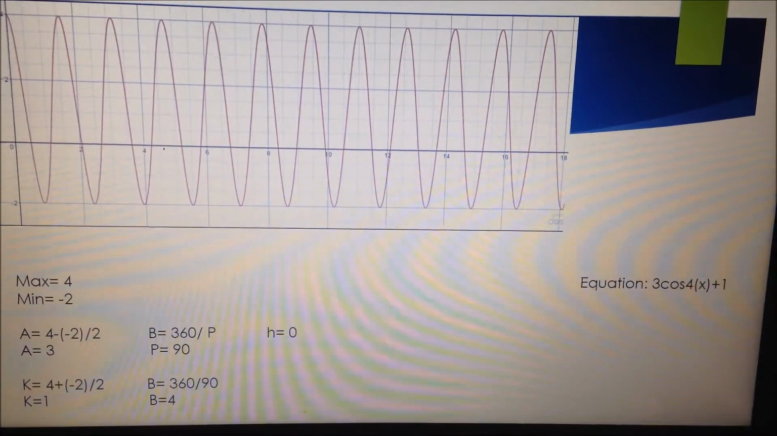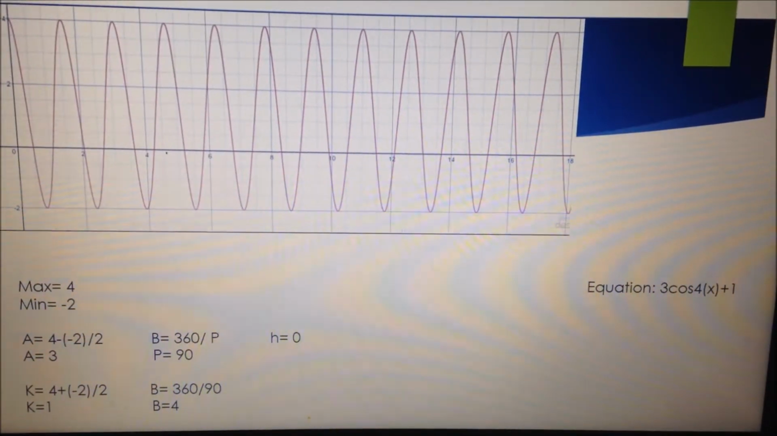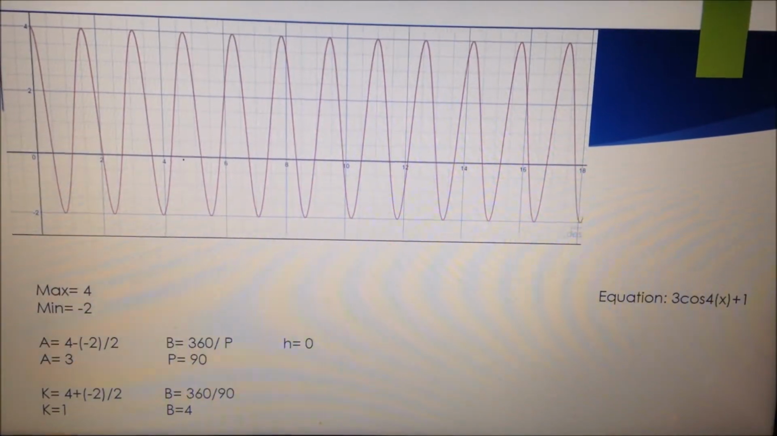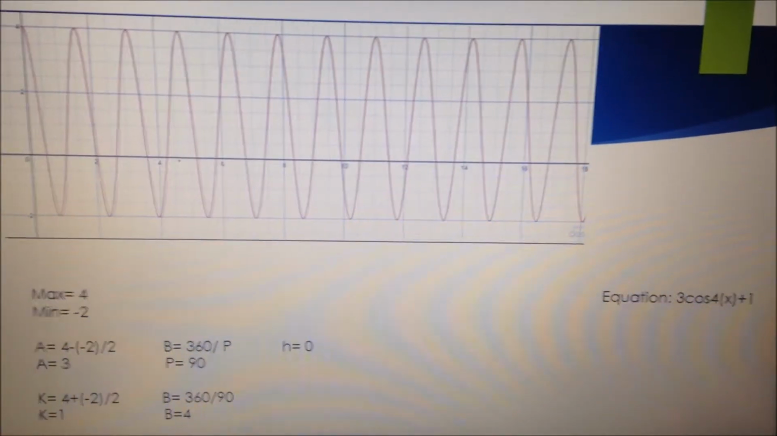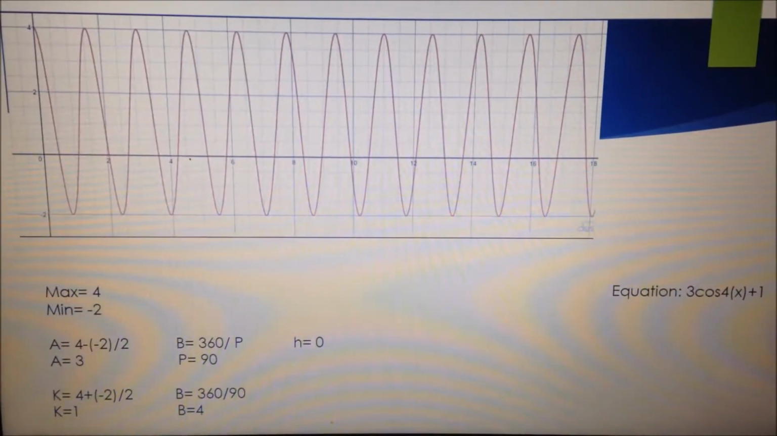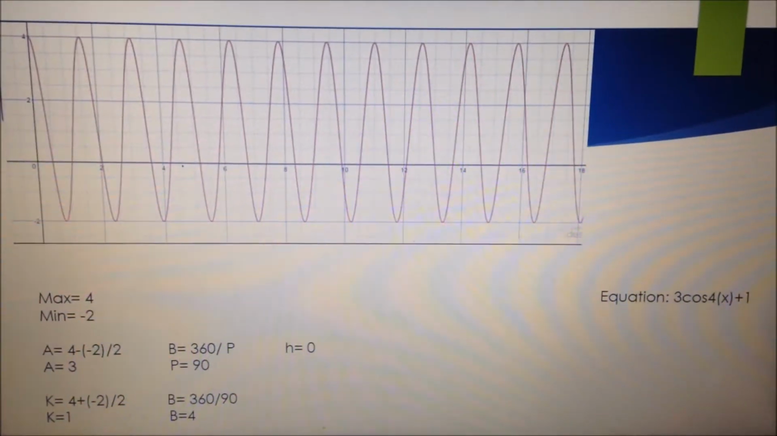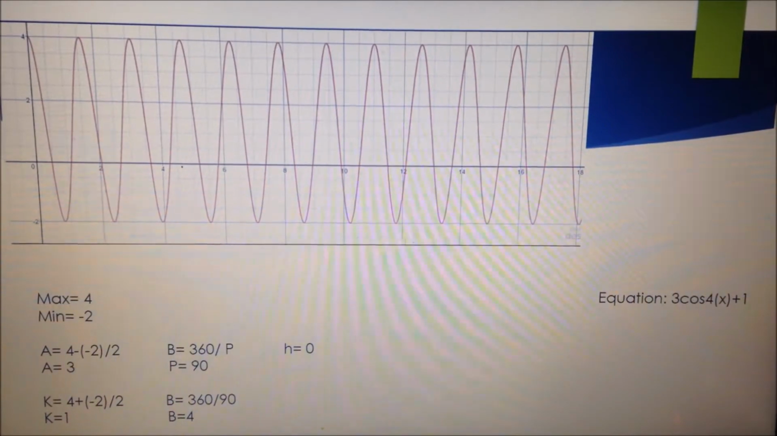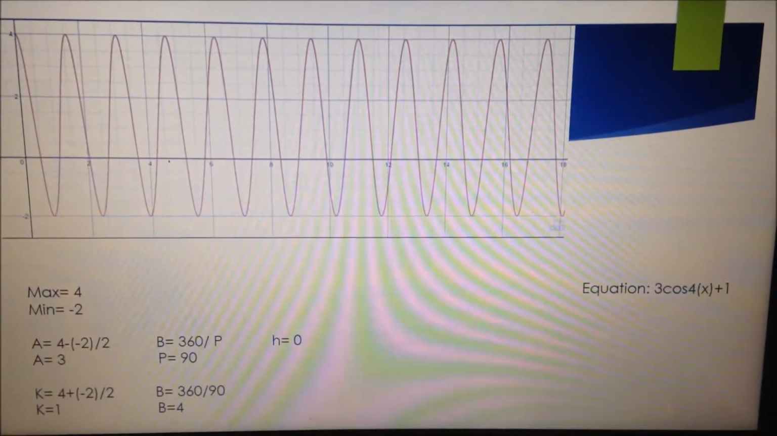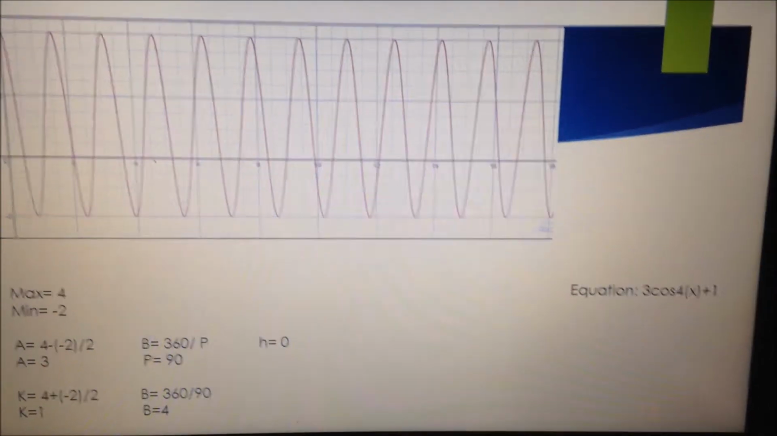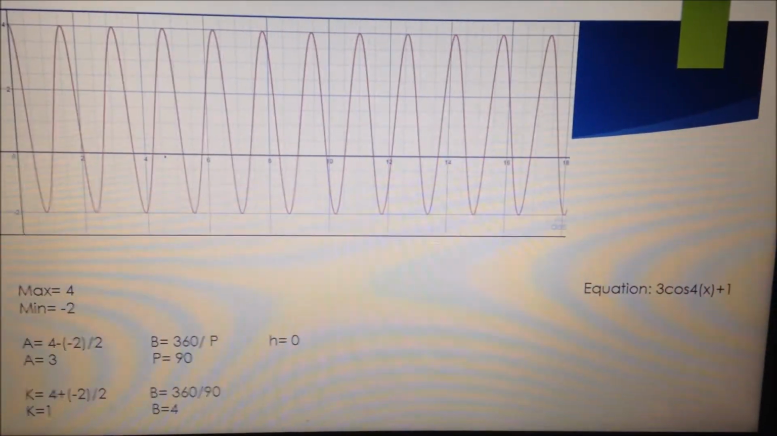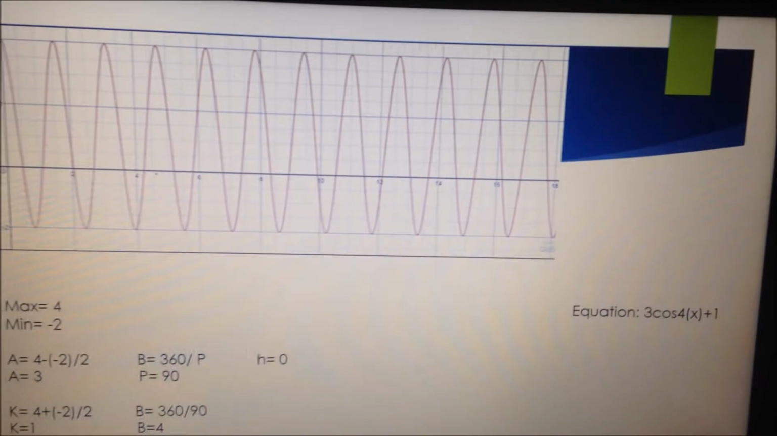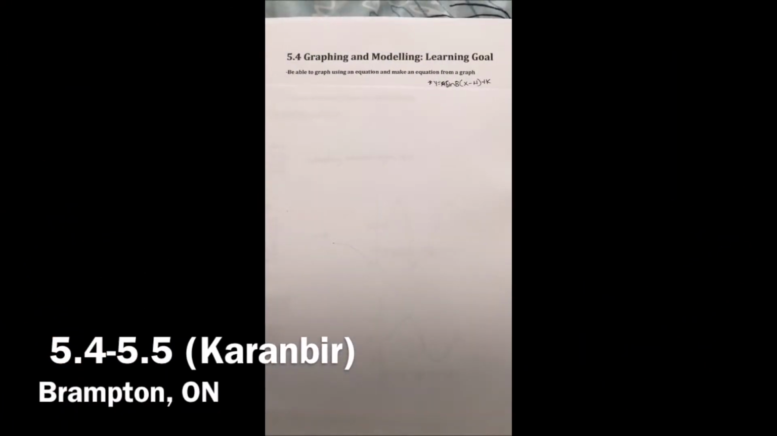We know that b value is 360 divided by the period, and if we look at our graph, we can tell that the period is 90 if we convert it into radians. So our b value is going to be 360 divided by 90, which is 4. Now the h value can be found by taking the x value of the first maximum. So in this case, our h value is going to be 0. And then we combine them into our equation, always putting amplitude first, then our b value, then our phase shift, then our vertical translation. And so our equation becomes 3 cos 4x plus 1.